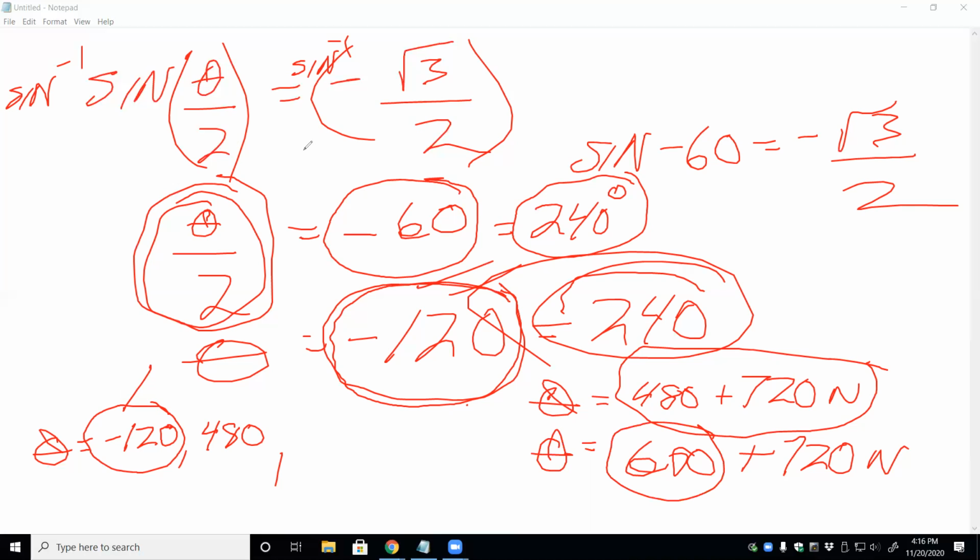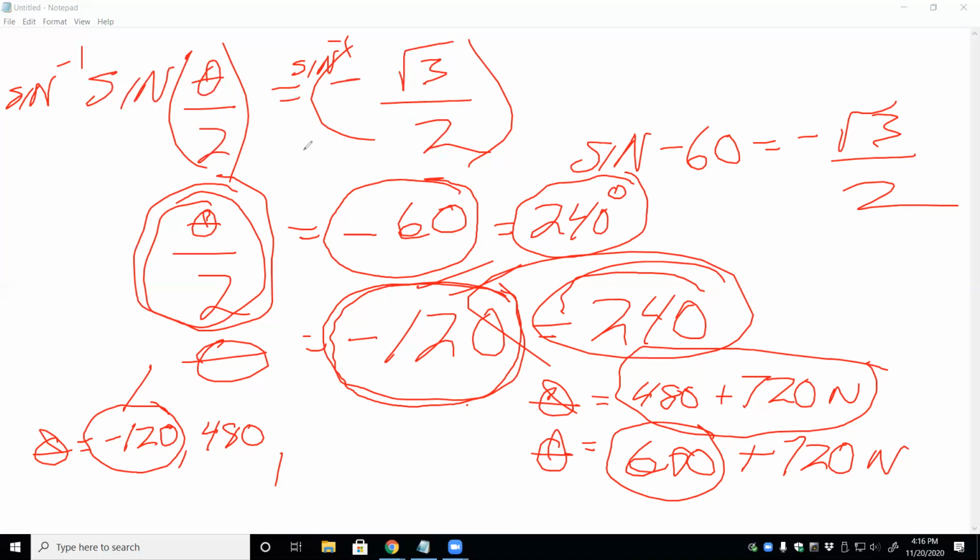So here's how they approached it in the computer program. The least positive non-negative angles or measures are 240 and 300. So that negative 60, I agree with. For theta or for theta over 2? For theta over 2. So then what that would give you is two separate equations: theta over 2 equals 240 and theta over 2 equals 300.